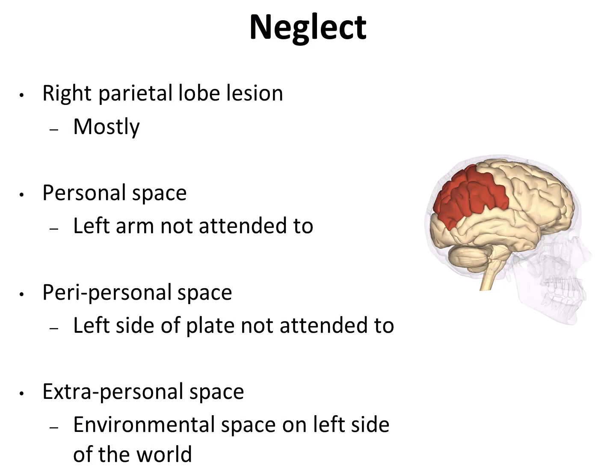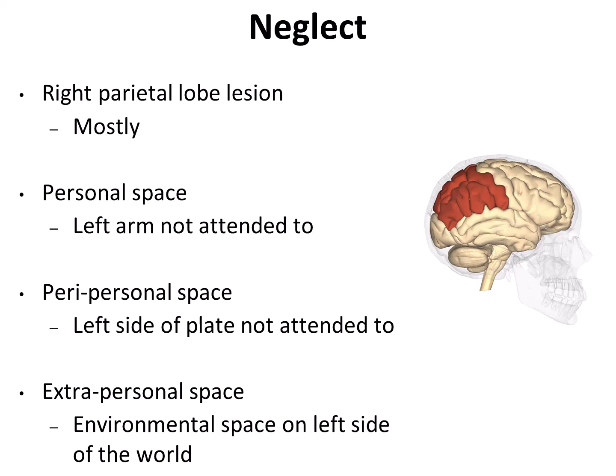So neglect is something that we've talked a little bit about earlier in the semester. You should know that it is, the majority of the times, a right parietal lobe lesion. Okay, this is most of the time. Occasionally, you will see patients present with neglect that have a left parietal lobe lesion, but this is relatively rare. Neglect can be of personal space. So, for example, a left arm or a left leg might not be attended to, part of the person's body.